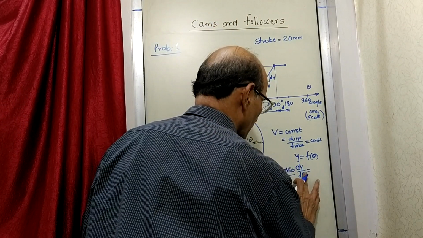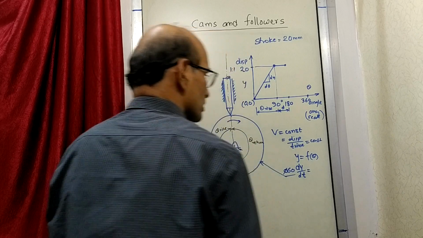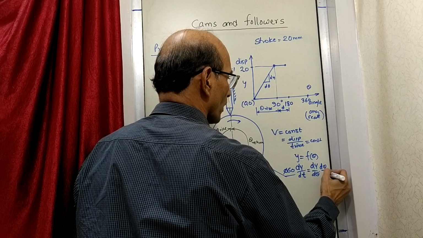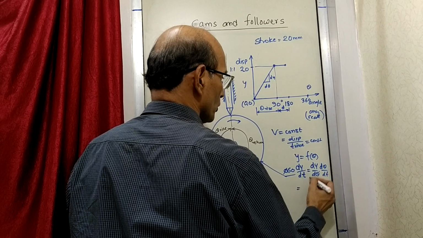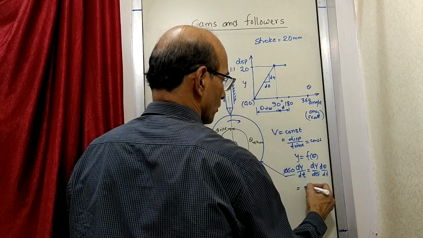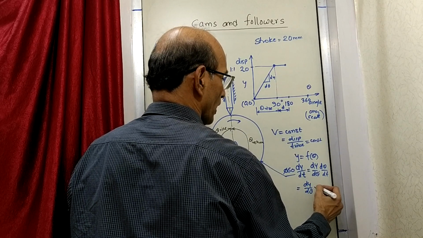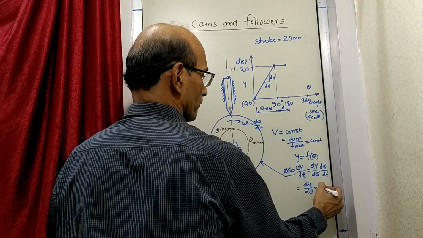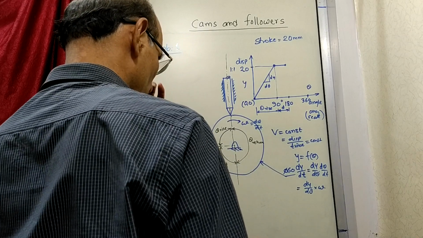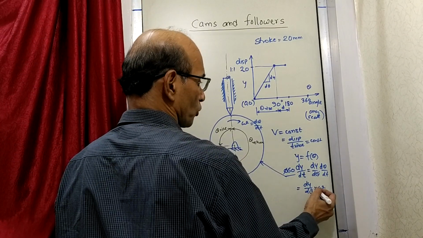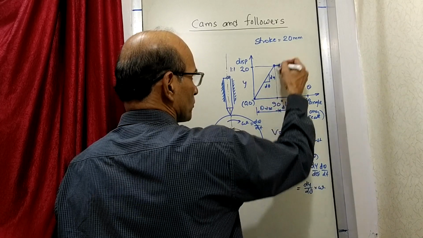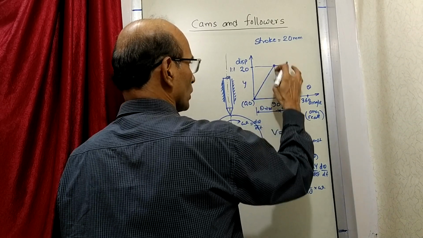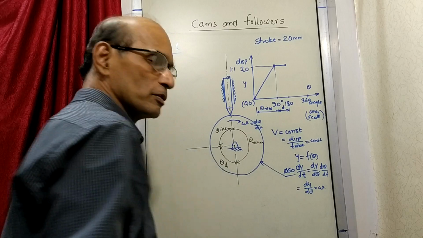We'll take it like dy by dt. This velocity is distance upon time. So dy by dt is dy by d theta into d theta by dt. So now dy by d theta is this curve, and d theta by dt is omega. Now since we say that the velocity is constant, dy by dt velocity is constant, so everything is constant, therefore it is a straight line. So now what we see is the displacement total 20 mm is taking place after 90 degrees of rotation.